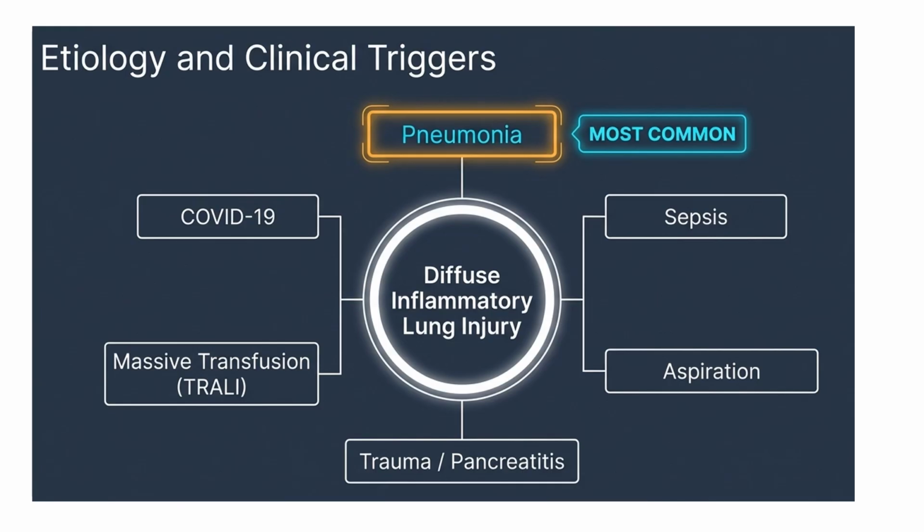Here we are going to see the main causes of ARDS, or otherwise the etiology of acute respiratory distress syndrome. The most common cause is pneumonia. Other causes are sepsis or aspiration pneumonia, sometimes trauma or pancreatitis, sometimes massive transfusion. After transfusion, TRALI can develop, and also the recent pandemic, COVID. These are the main etiologies, or sometimes drowning. Okay, so pneumonia is the most common cause.